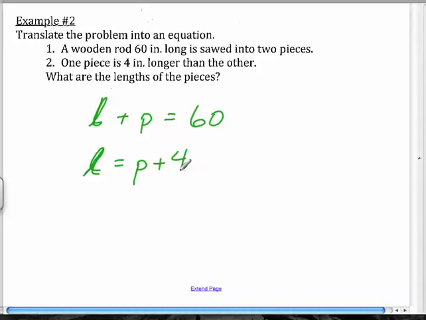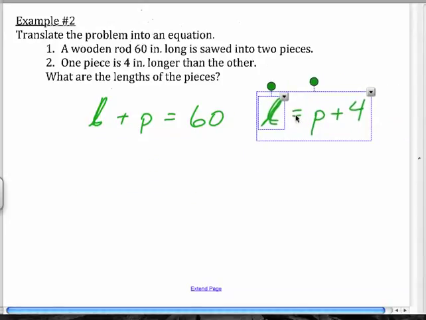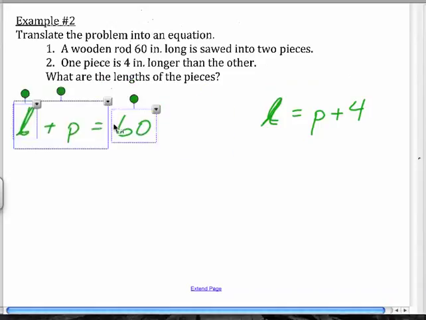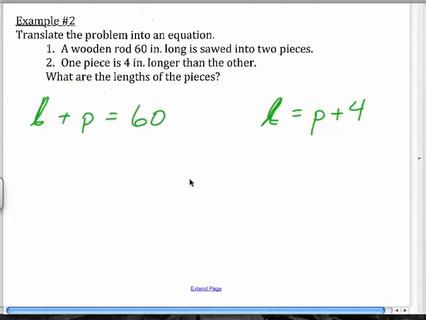I've got two equations. Let me see if I can separate them like I did in the other one. I can move this one over here, and this one over here. All right, good. So I've got these two equations. How can I put them together so that I have an equation with just one variable? Jordan.